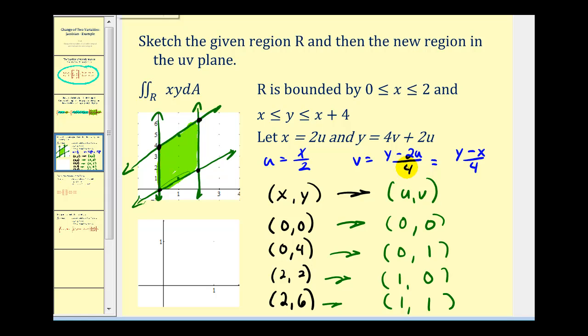So notice how the new region of integration is much simpler. We have (0, 0), (0, 1), (1, 1), and (1, 0). So our new region of integration is just a 1 by 1 square, which is going to simplify our limits of integration.